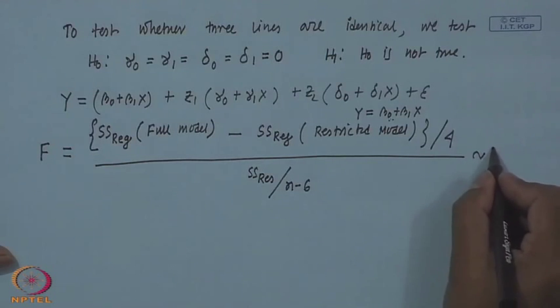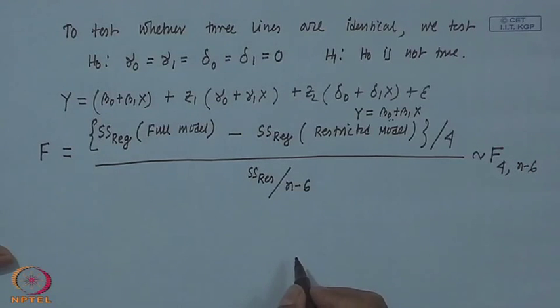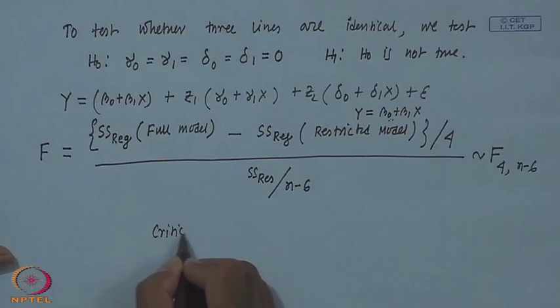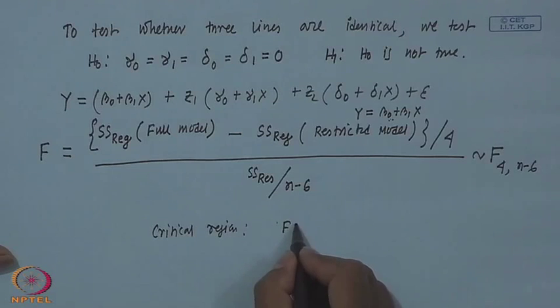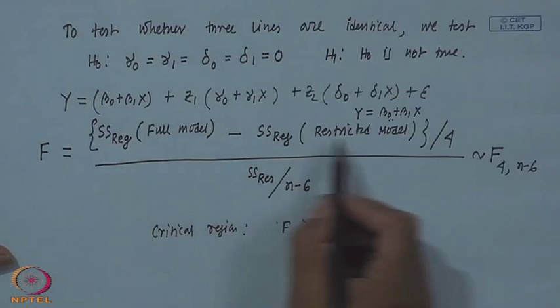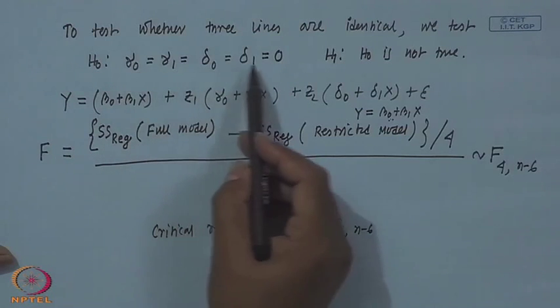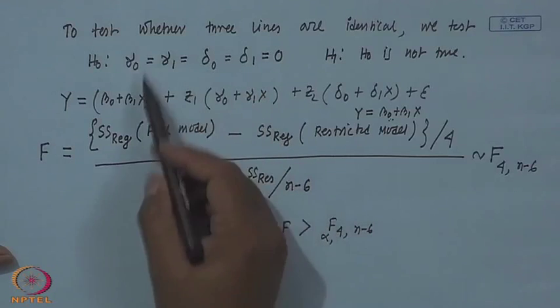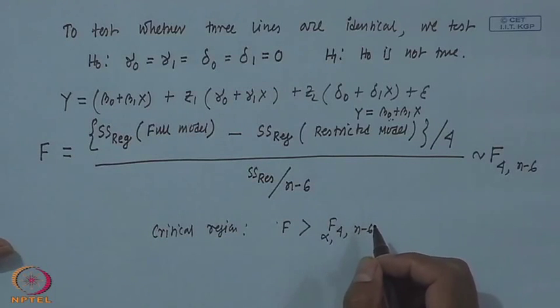So, this follows F distribution with the degree of freedom 4 and n minus 6, and then the critical region, of course, is you reject this null hypothesis if this F value is greater than F 4, n minus 6 at some level of significance alpha. So what is this numerator is basically the contribution of these parameters or the associated regressor variables to explain the variability in y.